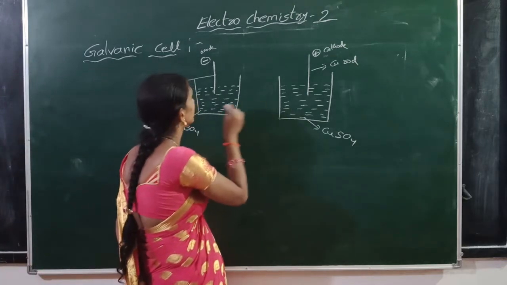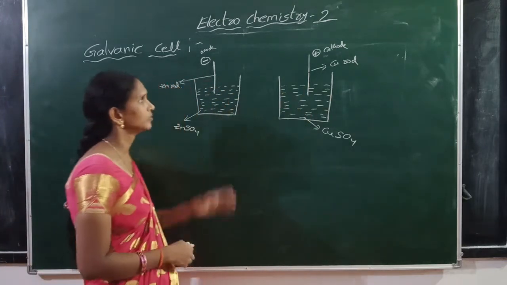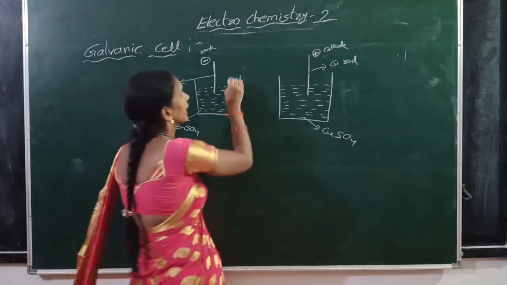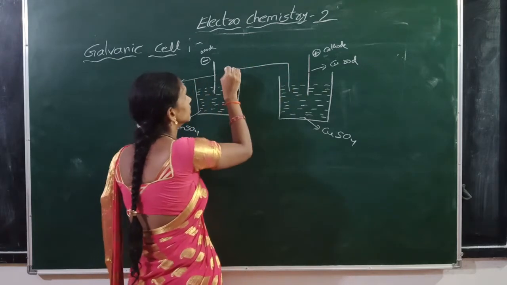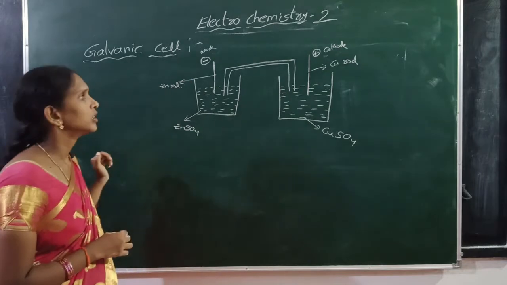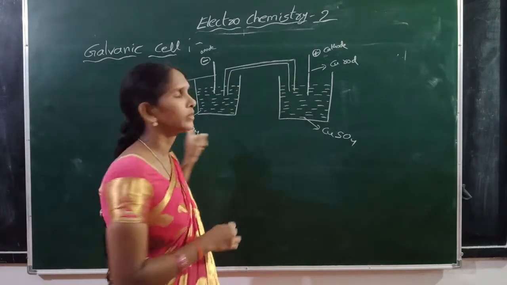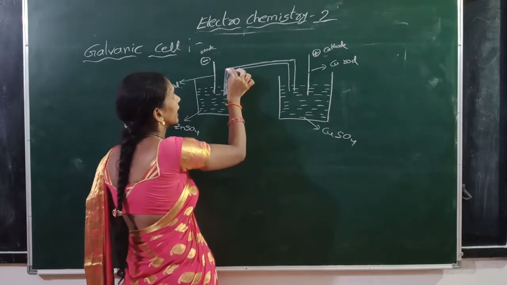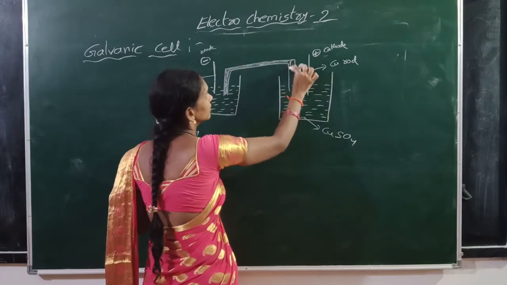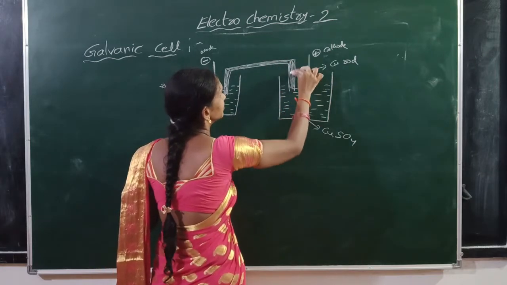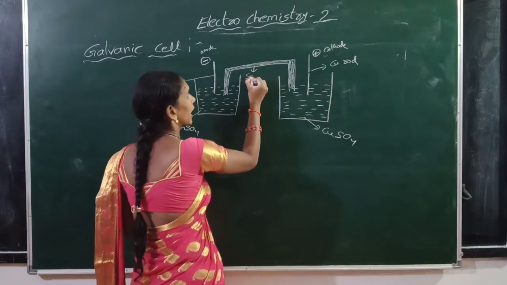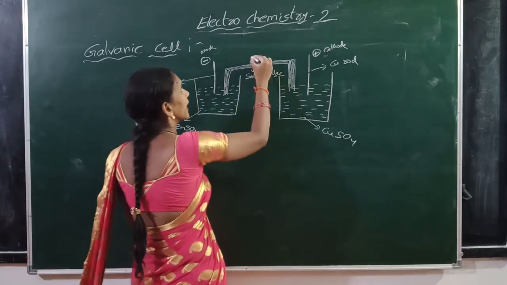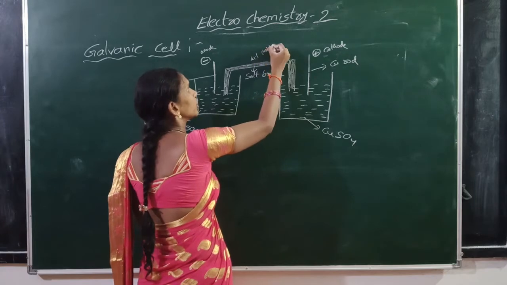Then these are the two half cells. This is one half cell, this is another half cell. These two half cells are connected by the salt bridge. The salt bridge is a U-shaped glass tube. It is filled with saturated KCl or KNO3 solution.